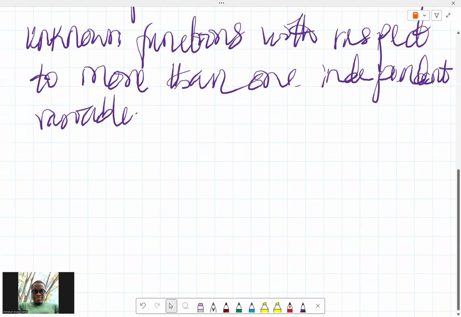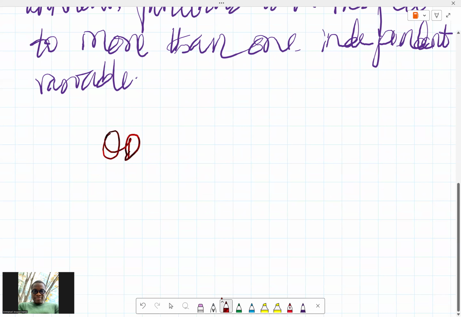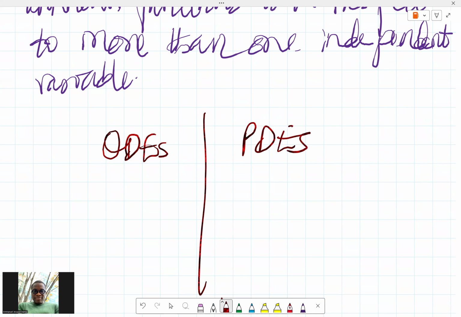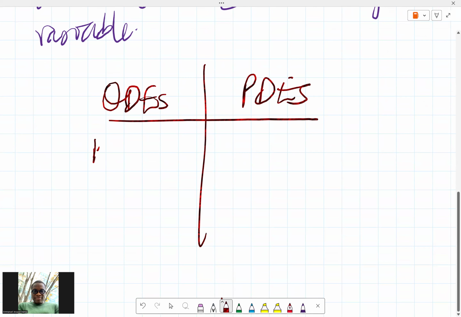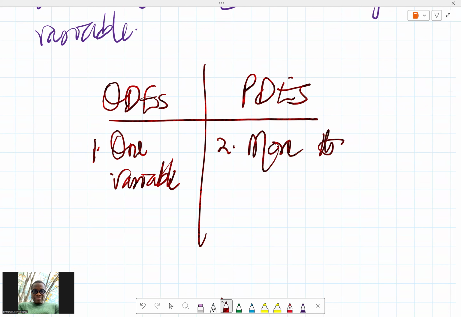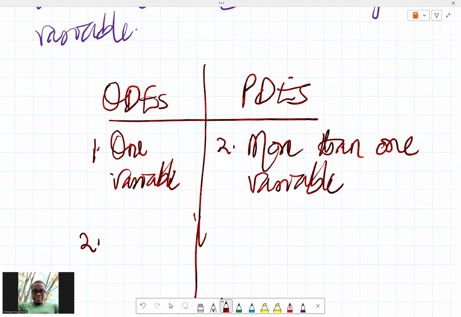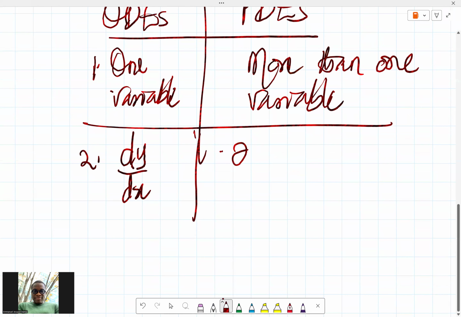At this point, I think it's important to note that we have ODEs and we have PDEs, and we can compare the two. The first thing is that ODEs have only one variable, just a single variable, while PDEs have more than one variable. Another thing is that ODEs can be represented as dy/dx, but PDEs are represented by partial derivatives, maybe partial y, partial x. It all depends on what you're looking for.